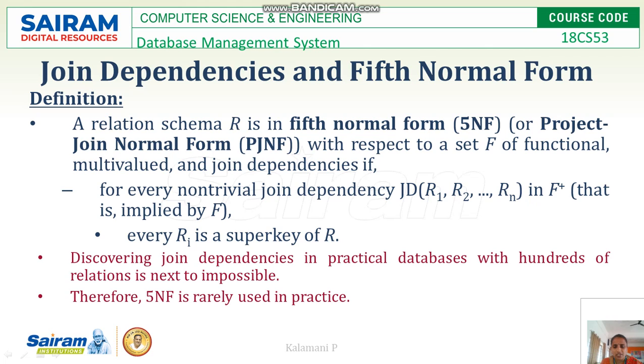Discovering joint dependencies in practical databases with hundreds of relations is a problem. Suppose we have a joint dependency with R1, R2, ..., R100, it is impossible to handle. That is the reason fifth normal form is rarely used in practice. Theoretically we study and explain it, but it is rarely used practically. Up to third normal form, sometimes up to fourth normal form, it is applicable for all relations. But for relations with a large number of sub-relations, it is difficult to apply fifth normal form, so it is not used in practice.